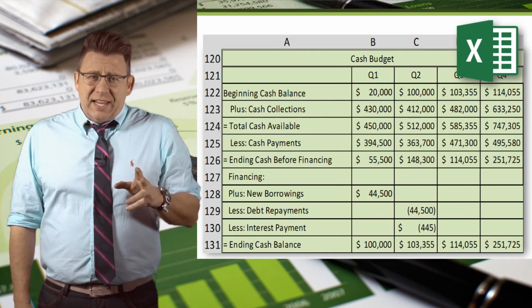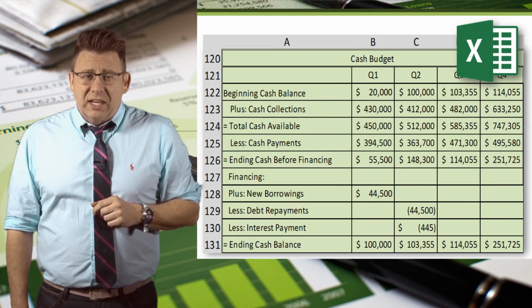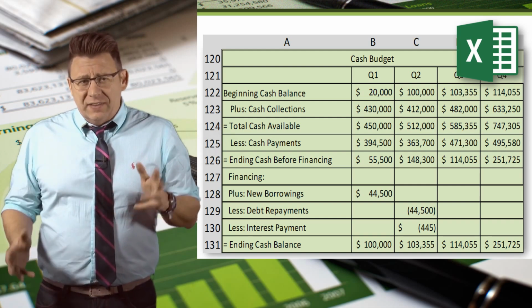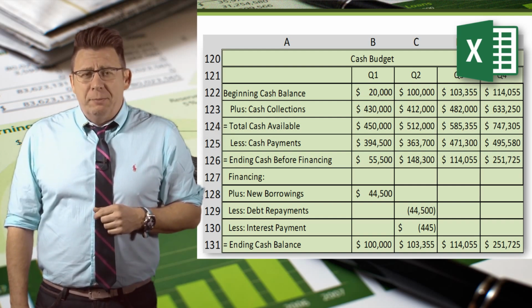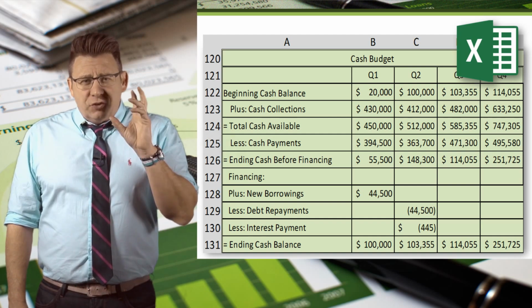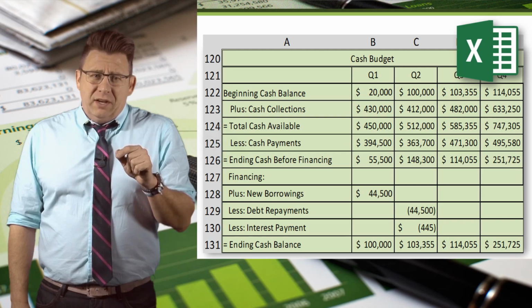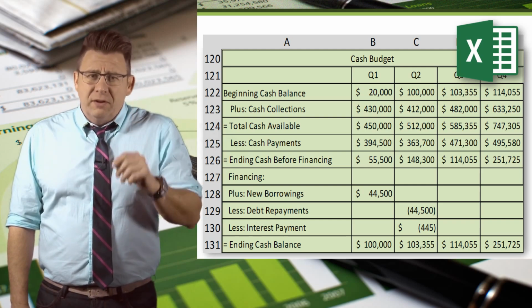Building this budget in Excel is pretty straightforward as it relates to collections and payments. Those amounts would just be linked to the related cells in the cash collections and cash payment budgets. Actually, the tricky formula is the financing. To truly have this automated, you would want to use an if formula.